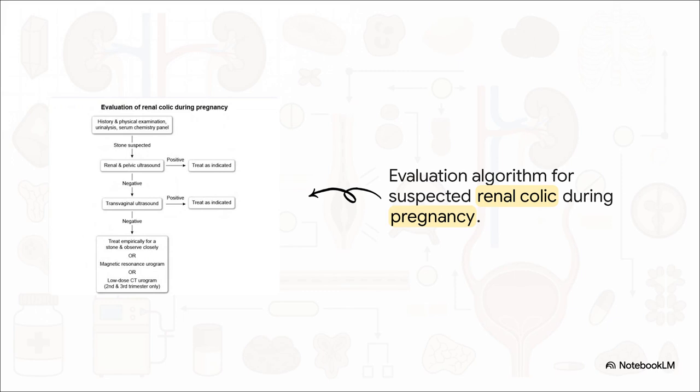If that comes back negative, but your clinical suspicion is still high, the next best step is a transvaginal ultrasound. Only if that is also negative should you even consider a low-dose CT urogram, and that is strictly reserved as an absolute last resort during the second or third trimester.